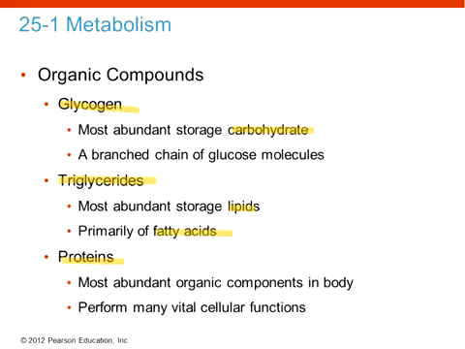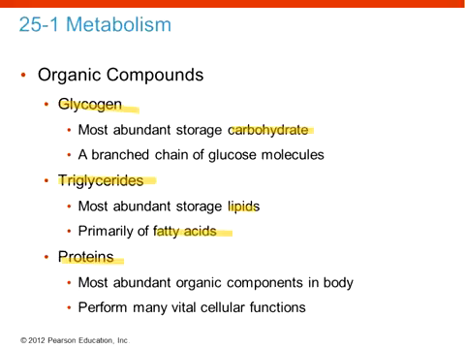The organic compounds that we're mostly concerned with that will give us the most energy are carbohydrates, glycogen, triglycerides, lipids, and proteins. Glycogen is the most important organic compound for storage in the form of carbohydrates. It's a chain of glucose, and they're usually branched off. Glycogen is stored in your muscles and in your liver. Triglycerides are also storage. The most abundant storage molecule are lipids, and they're primarily in the form of fatty acids, where we have a glycerol head and 3 fatty acid tails, hence the name triglycerides.